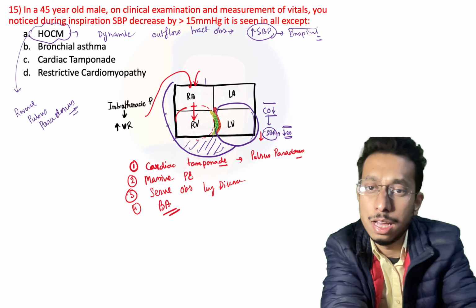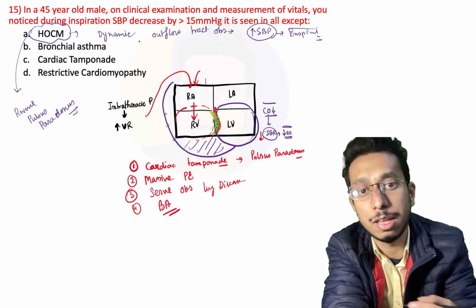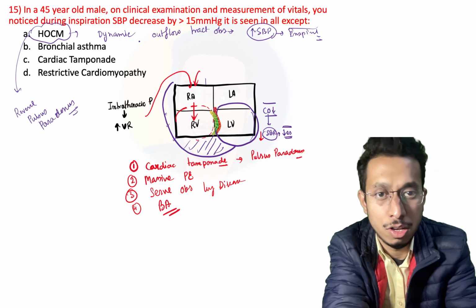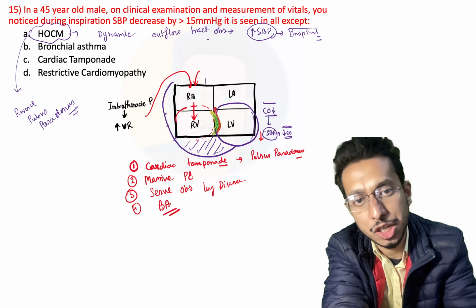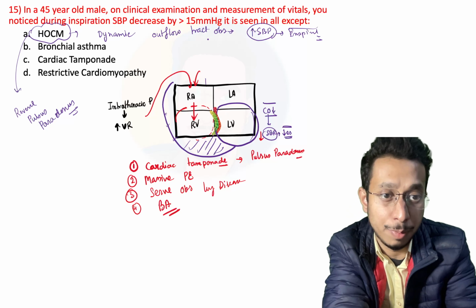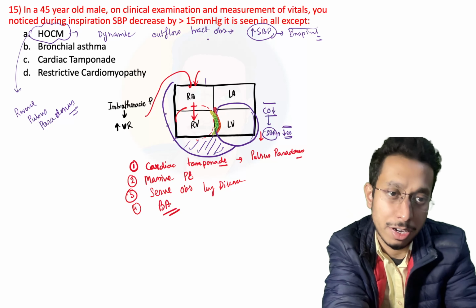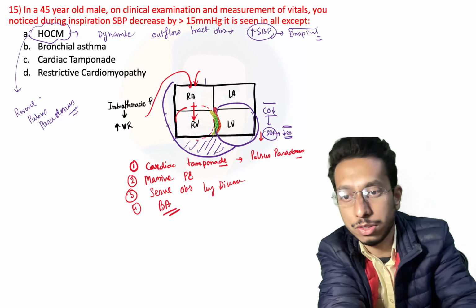Besides HOCM, reverse pulsus paradoxus can also be seen in LV systolic dysfunction if we are giving positive pressure ventilation. Okay, so LV systolic dysfunction with positive pressure ventilation, HOCM with dynamic outflow tract obstruction, or isorhythmic ventricular rhythm. These are the cases in which we can see reverse pulsus paradoxus.